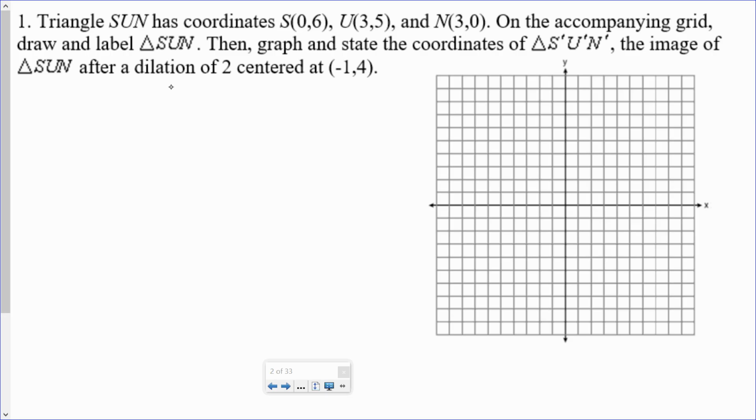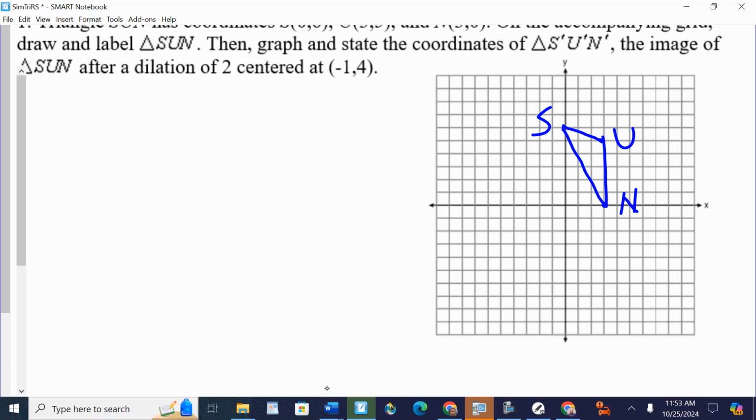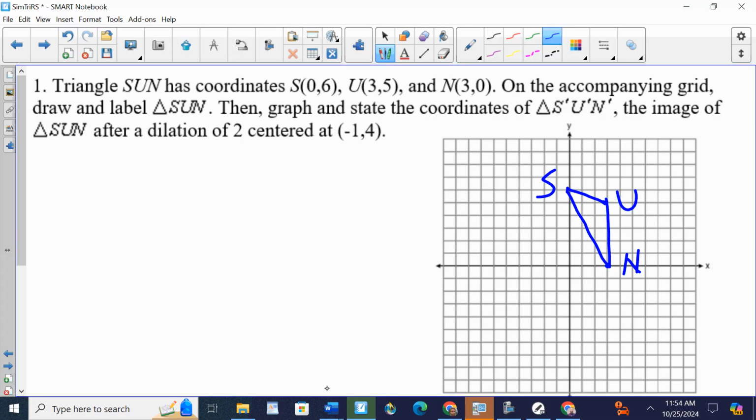Triangle SUN has coordinates S is (0, 6), U is (3, 5), N is (3, 0). It wants me to dilate by a factor of 2, centered at (-1, 4). So to dilate, I count from the center to each point, and I do that the scale factor number of times. Let's start with S.